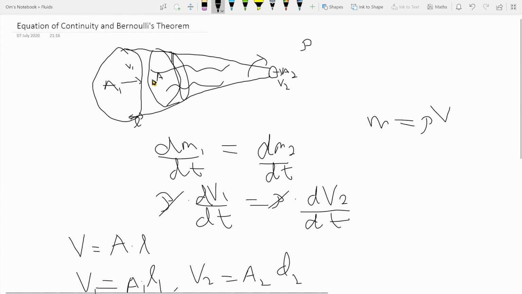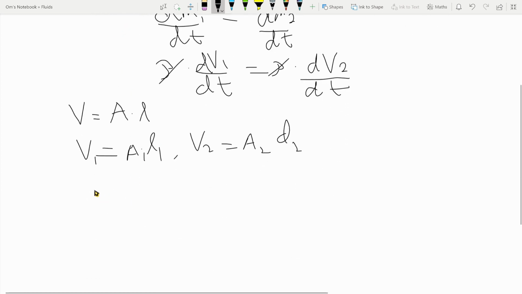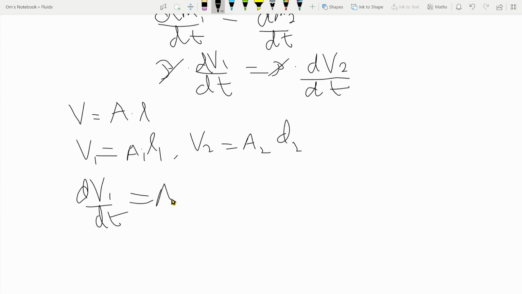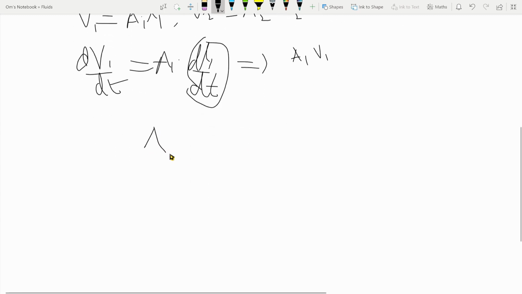Alright. And so when I differentiate these with respect to time, I'm going to assume that for these infinitesimally small cross sections, the area of the cross section is going to be constant. So if I differentiate dV1 by dt, I can take the area of the cross section as constant. So I can write this as A1 times dL1 by dt, and this is nothing but the velocity of the fluid through this cross section, right? So I can write this as A1 times V1. Similarly, I can do the same thing for dV2 by dt, which would be equal to A2 V2. All right. And so this equation can instead be written as A1 V1 is equal to A2 V2. And this is nothing but the equation of continuity.